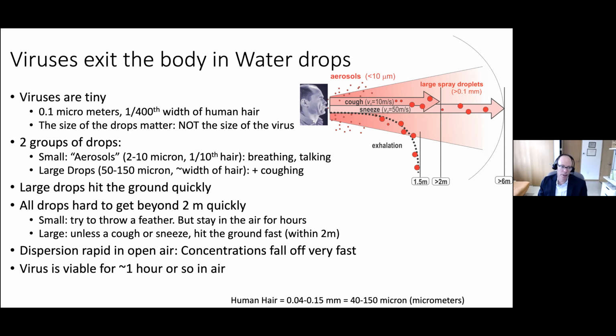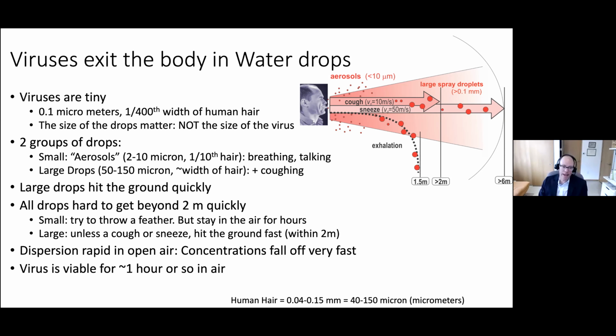So there are actually two populations of drops that come out of our mouths. One is very small aerosols. These are about 1/10 of the width of a human hair. They come out when you're breathing or when you're talking, and they come out without a high velocity. The large drops are more like the width of a human hair. That's what happens when you cough or sneeze. Now, the interesting thing is the large drops hit the ground quickly, typically within about 2 meters. And when you hear about a 2 meter or 6 feet social distancing rule, we're really talking about these large drops that come out with sneezing or coughing.